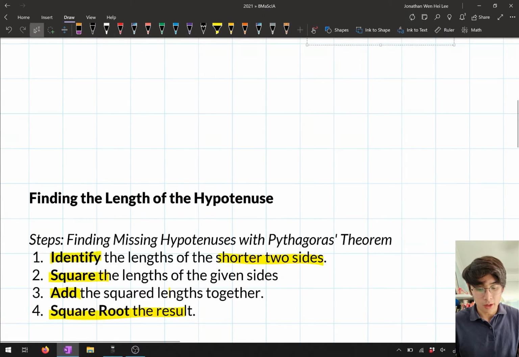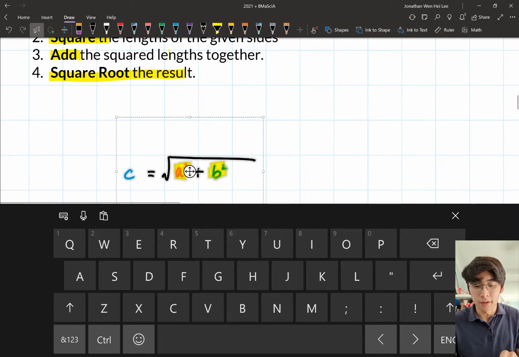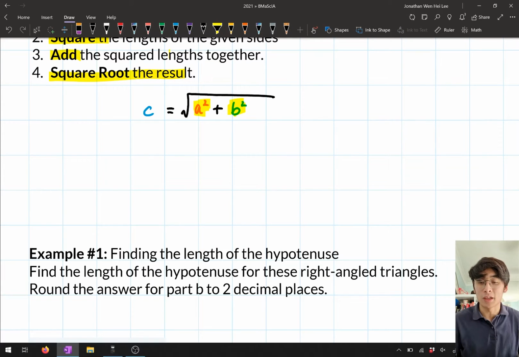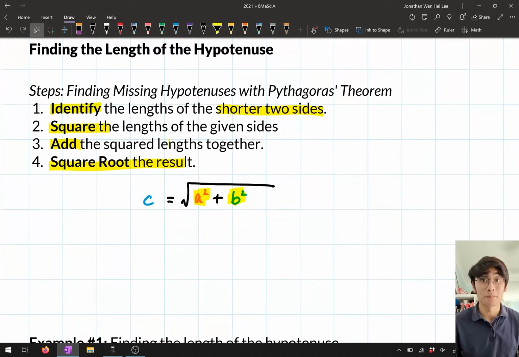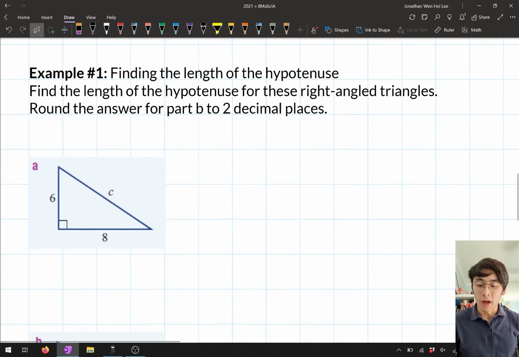Copying and putting it down here. We're going to apply this formula to help us find the side length C. So we want to find the hypotenuse, and we're going to be using this formula to help me do that. Let's have a go at a couple of examples. Here, find the length of the hypotenuse for these right-angled triangles. Round the answer for part B to 2 decimal places.